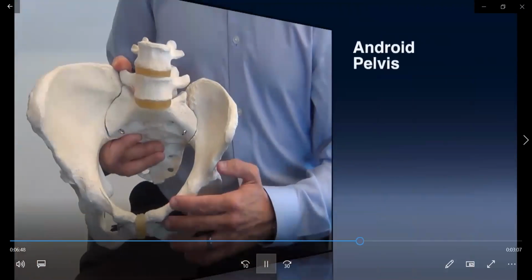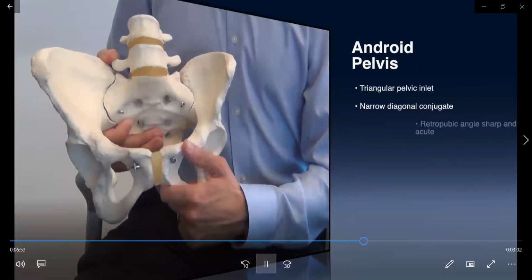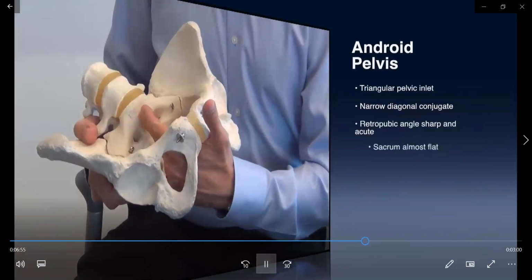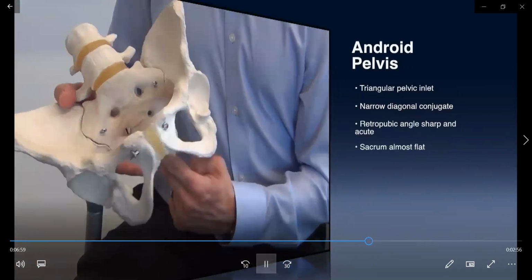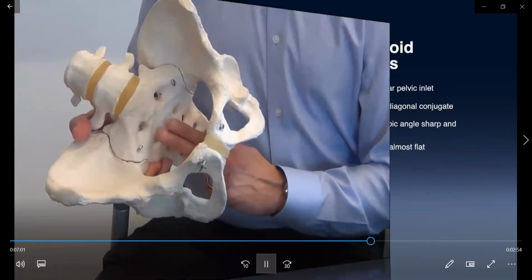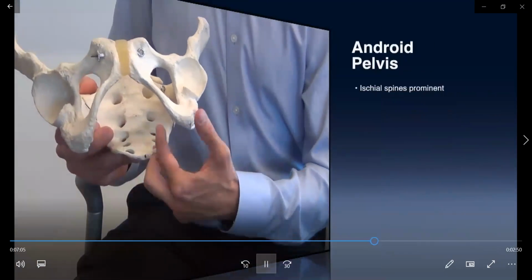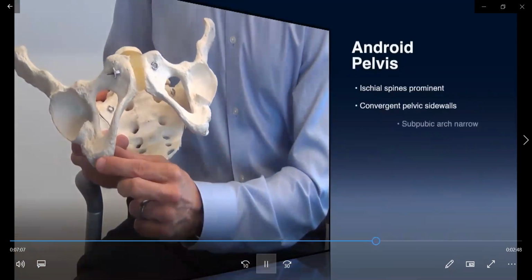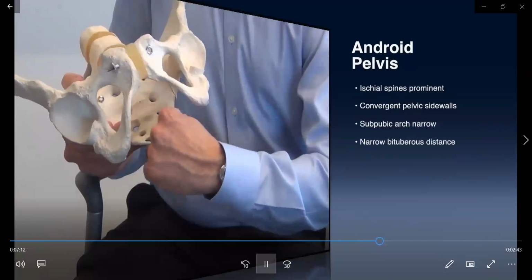The clinical pelvimetry of the android pelvis: the pelvic inlet is triangular in shape. The diagonal conjugate is narrow, and the retropubic angle is sharp and acute. The sacrum is almost always flat or minimally curved. The ischial spines are prominent. The pelvic sidewalls are convergent. The subpubic arch is narrow, as is the bituberous diameter.